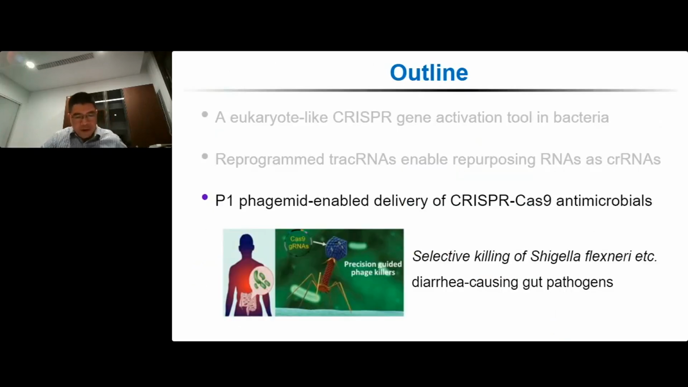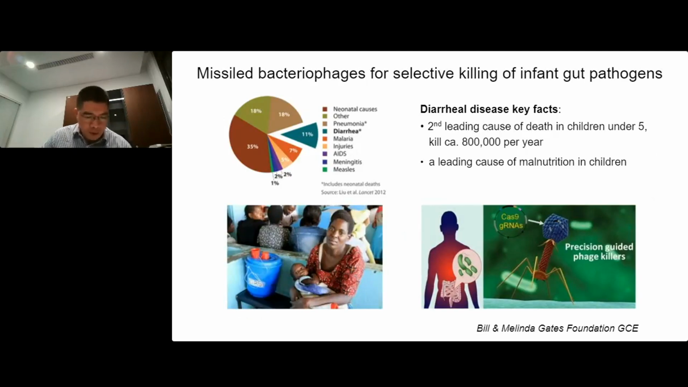So in the last part of my talk, I will describe the engineering of the bacteriophage P1 based phagemid for the delivery of CRISPR-Cas9 antimicrobials to achieve selective killing of diarrhea-causing gut pathogens such as Shigella flexneri. Our motivation lies in that diarrhea is the second leading cause of death in children under 5, killing around 800,000 per year. It is also a leading cause of malnutrition in children, predominantly in Africa and Southeast Asia.